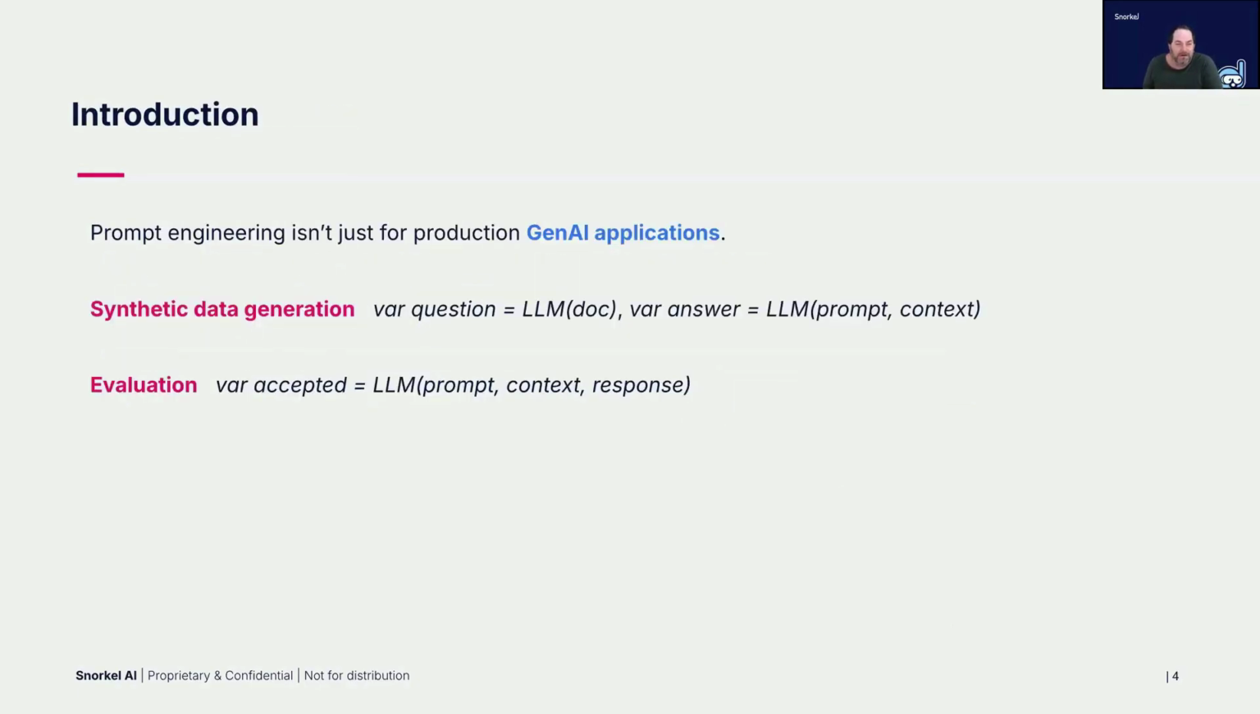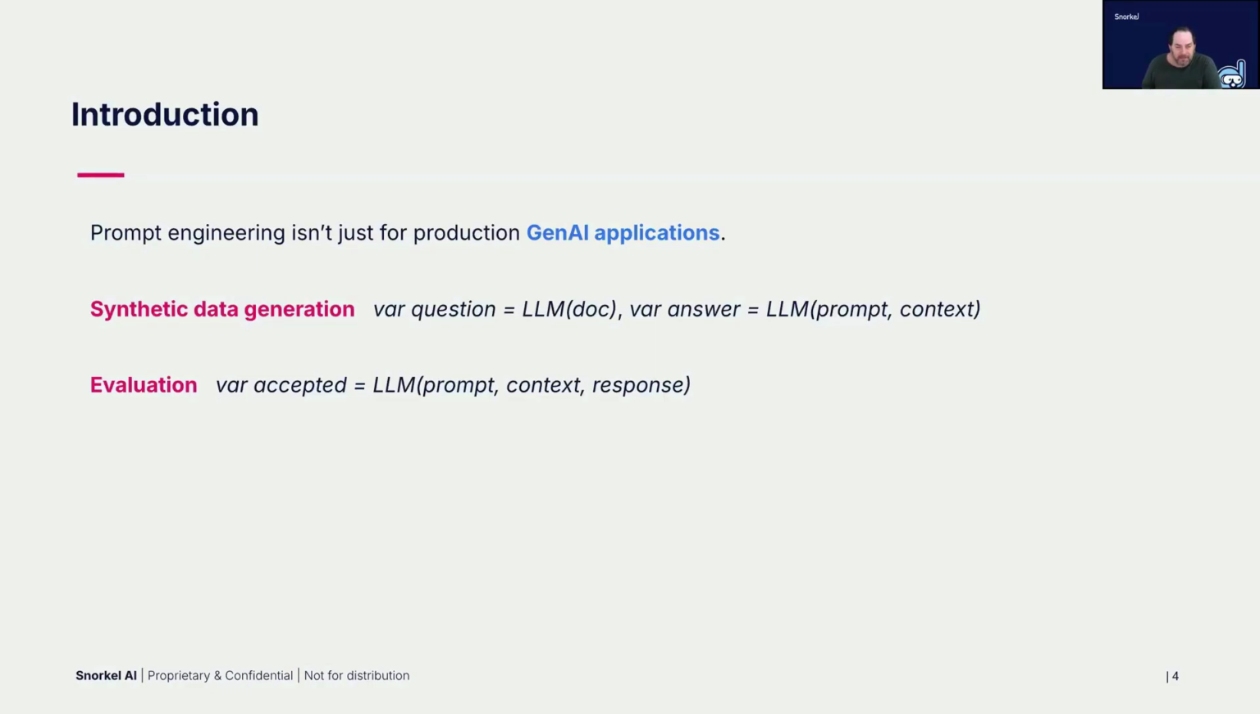So more and more, we can use LLMs to help us generate training data, right? We might pass them a PDF document and ask for one or more questions that could be answered by the contents of that document. We might also then go back and combine our original prompt with context and then get the answer to those questions.